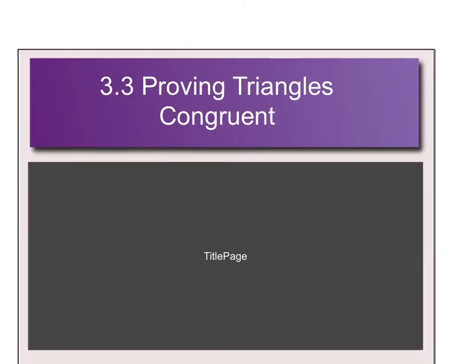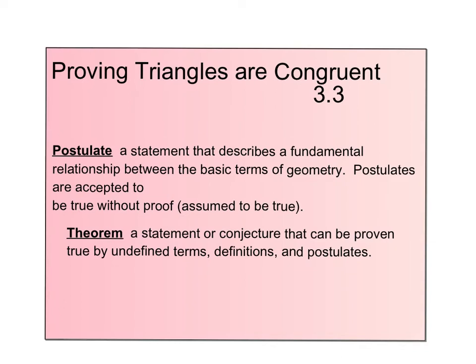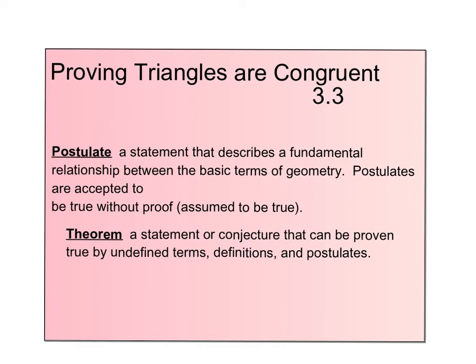Now when you talk about proving triangles congruent, there are a number of different ways to do it, and it all depends on the information you know about the triangles. So let's start looking at how we can prove triangles congruent. There's several different ways. You have a postulate and you have a theorem. The subtle difference is that a postulate is accepted without proof. It's just a statement that describes a fundamental relationship in geometry. A theorem is something that can be proven. You can use undefined terms, definitions, and postulates, and that can be proven. So we're using theorems and postulates to help us here.